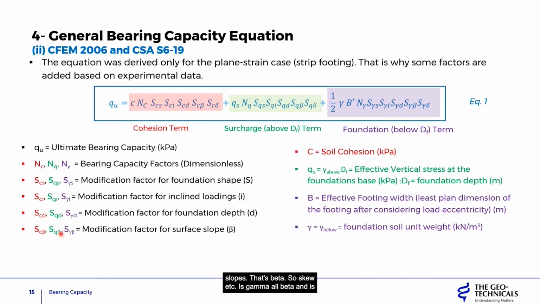So S_q, S_c, S_gamma, all with beta. And S delta if the foundation itself, or if the base of the footing, is inclined. Again, all of this is coming in details. So that's the equation of the Canadian Foundation Engineering Manual.